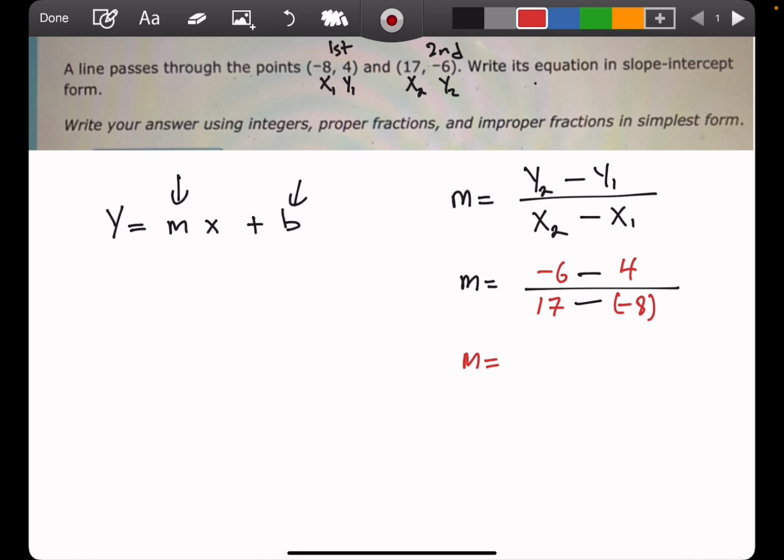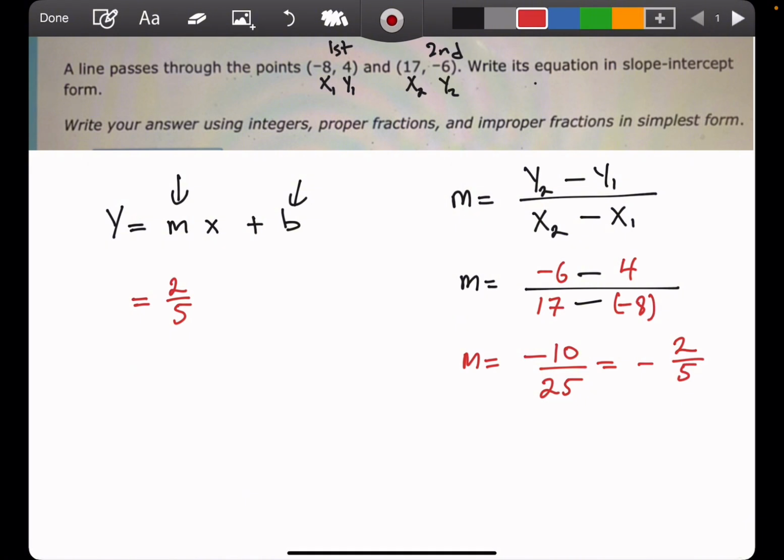So negative 6 minus 4 is negative 10. Negative 10 over 25. Can we simplify this? Yes. So this is going to be negative 2 over 5. So now we have the slope. We have an m, right? So our m is negative 2 over 5.